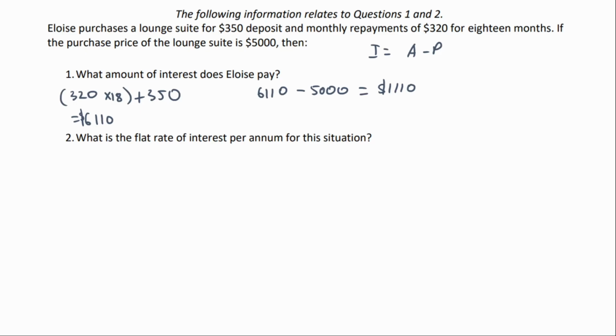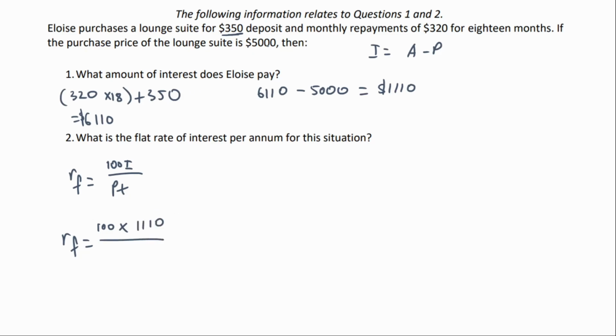Next question, what is the flat rate of interest per annum for this situation? So referring back to the formula sheet, we've got our formula for that. It is just RF equals 100I over PT. So let's start filling in this formula. I'm just going to write 100 there again. We know what I is, we worked that out in the last question. We want 1,110.